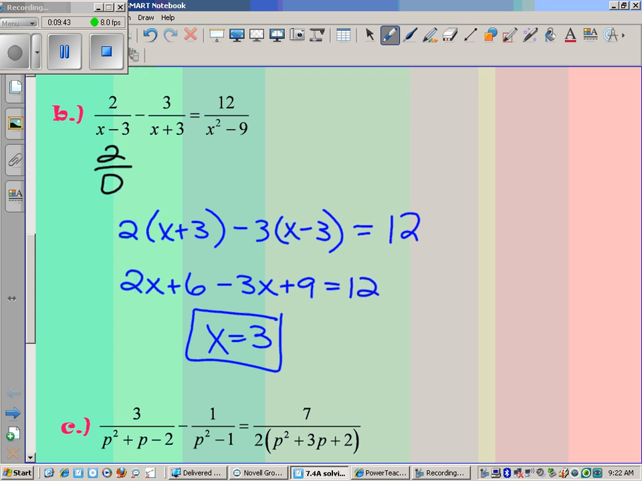So if you get an answer, and when you plug it in, you get a 0 on the bottom, what does that mean about your answer? It's undefined. It does not work. When I plug in a 3 here, I end up getting a 0 on the bottom. In math, you're not allowed to have zeros on the bottom. It doesn't work. It doesn't make sense. You could have 0 divided by 2 is 0, but you can't have 2 divided by 0.